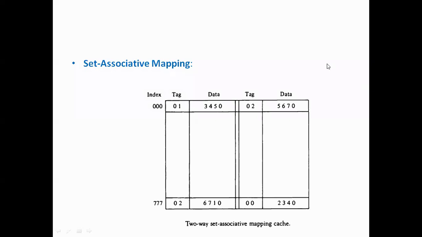We are studying the various mapping procedures of cache. First, we studied the associative mapping cache. Then we studied direct mapping cache. And now we have to study the third type, that is the set associative mapping cache.